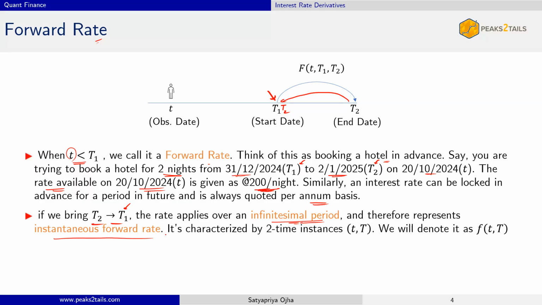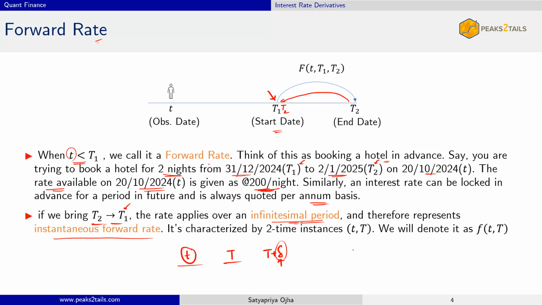When you say instantaneous forward rate, you don't need three time parameters. You only need two, because you know the observation date is small t, and the start date has collapsed. Let's call the start date T, instead of T1. And the end date is right next to T, so T plus, I don't know, delta, maybe. We all know that this is one instant, so we don't need a third time parameter. We can just simply use these two.